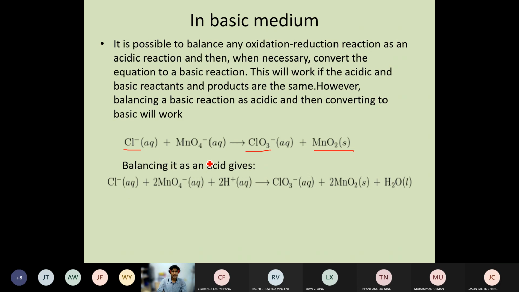Balancing it as an acid: if we consider this is an acid, then even if we do the reaction balancing in the alkali medium, we still consider it as an acid, and then we add the hydroxyl ion on both sides, so that it will be basic. It's quite simple. If we know how to solve the problem or equation in the acidic medium, the alkali medium is easy.